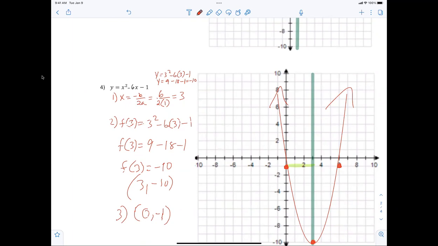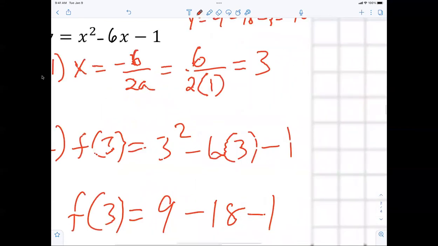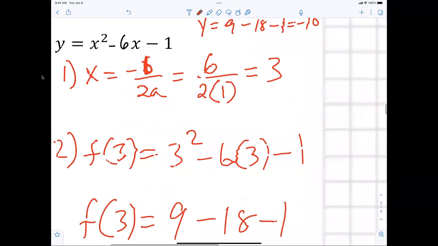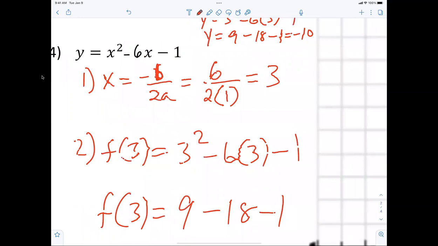How do you know to divide by 2 first? Because of negative b over 2a. Oh, that's why I divide by 2. This is negative b. That's a formula: negative b over 2a. b in this case is negative 6. So when I do negative 6, it becomes positive 6, over 2 times 1. You with me now? So that's how I came out with 3.